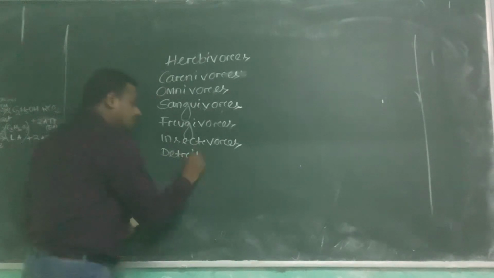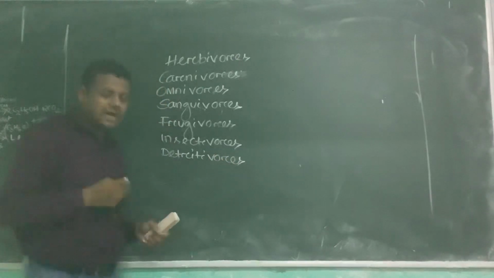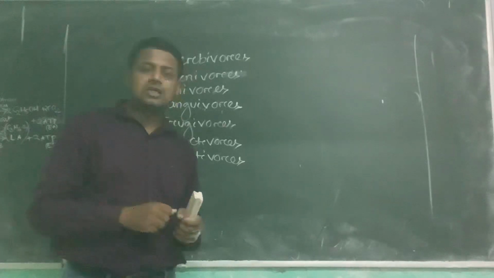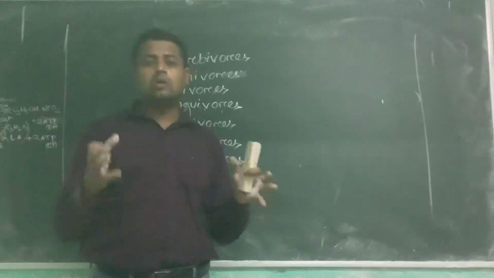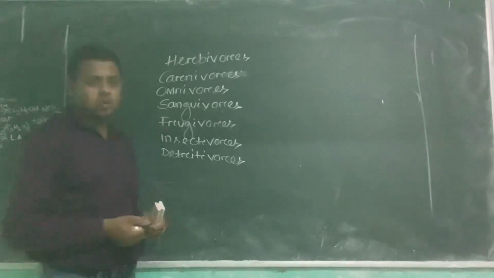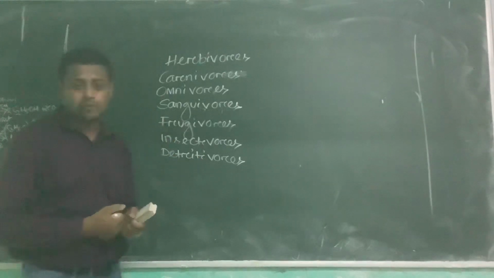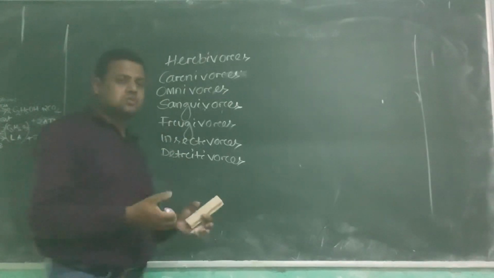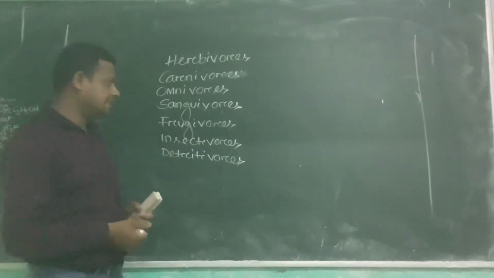Then detritivores. Some animals intake dead and decayed matters as food. Those are called detritivores. Some animals and also some birds are also detritivores. So according to the nature of food and also food habit, animals are classified into different varieties.